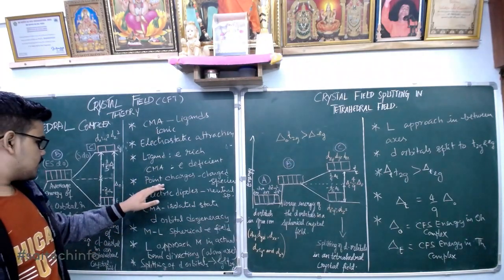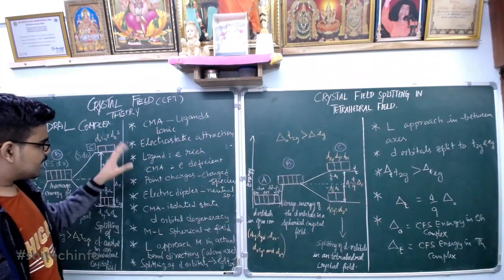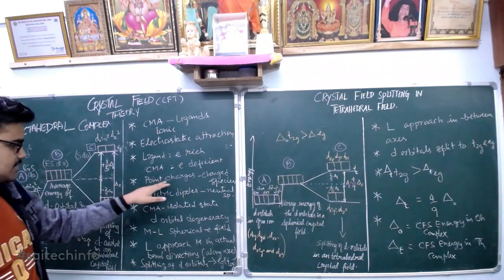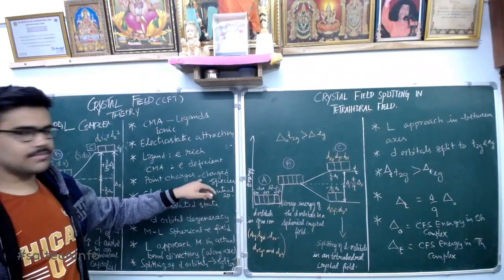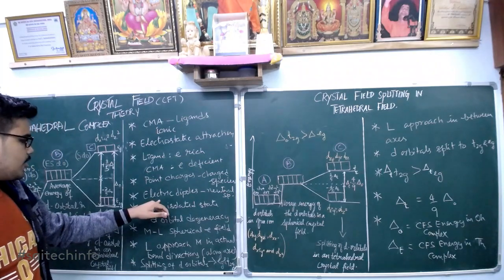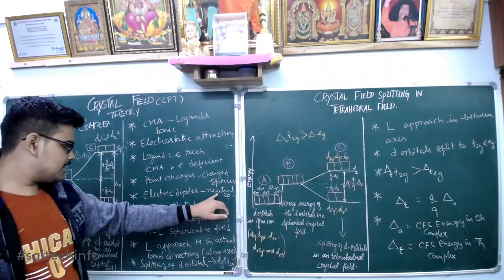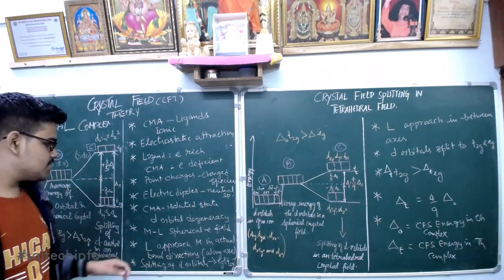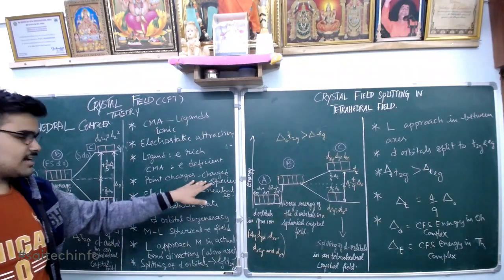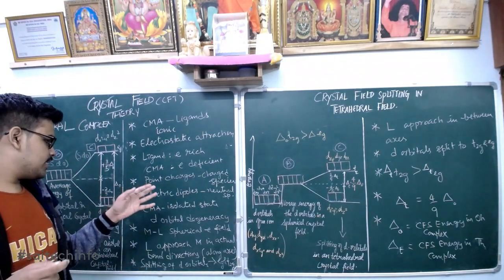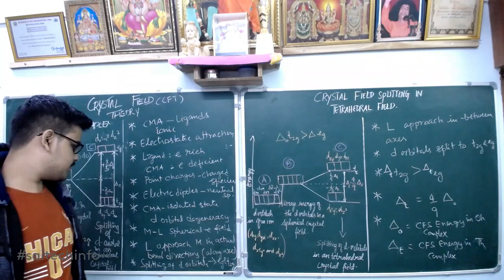The ligands and CMA are all point charges, so that makes them charged species. While some ligands are neutral because they are electric dipoles. If they get polarized, they are charged species. If they are in a dipole state, they are neutral species.